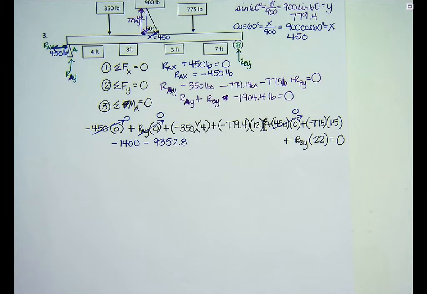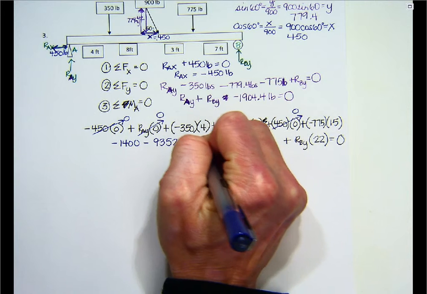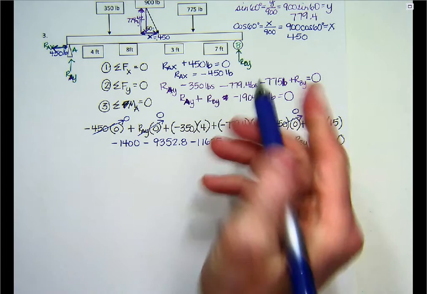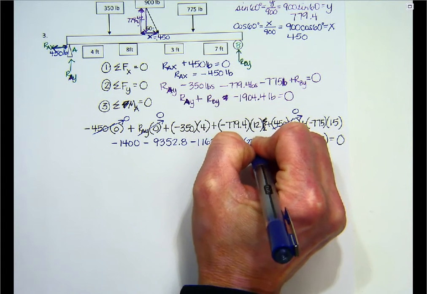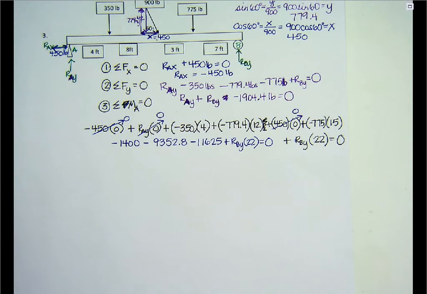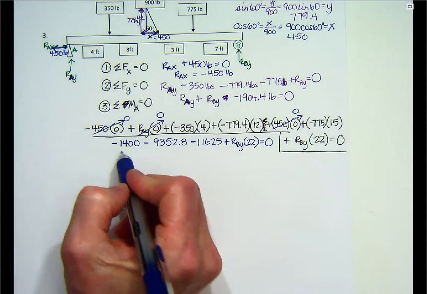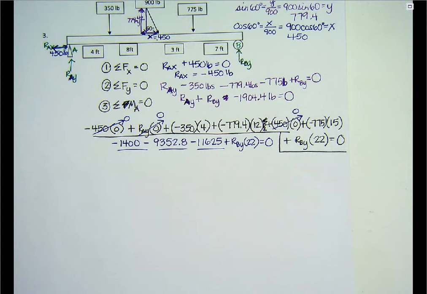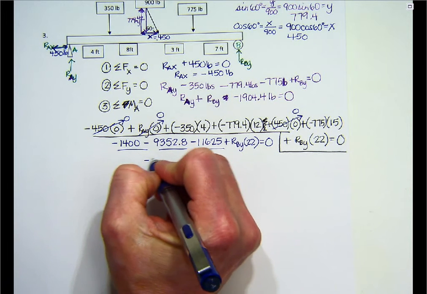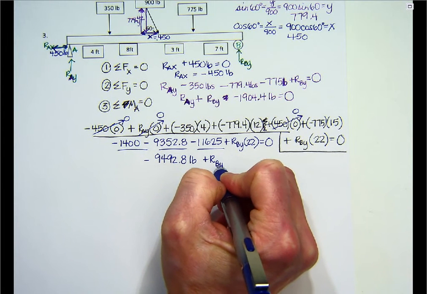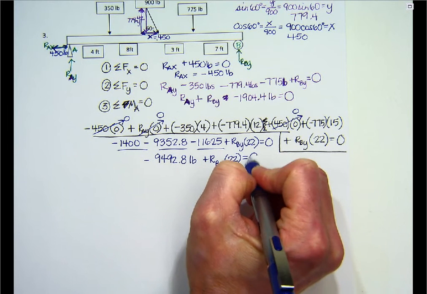775 times 15 is negative 11,625, plus RBY times 22 equals 0. So now I can combine like terms. I can combine all of these numbers. Negative 1,400 minus 9,352.8 minus 11,625 is negative 9,492.8 pounds plus RBY, the reaction force at B in the y direction, times 22 equals 0.